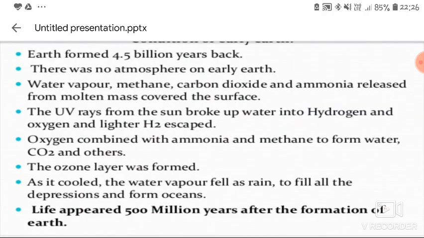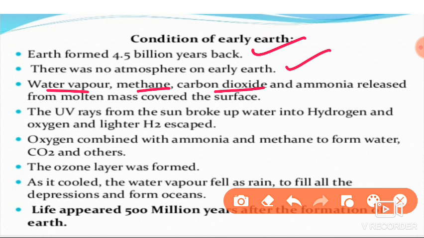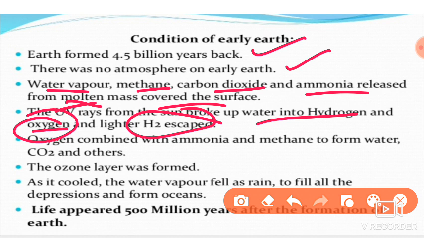And if you observe the condition of the early earth, 4.5 billion years back the earth originated. There was no atmosphere in the early earth, and it contained water vapor, methane, carbon dioxide, and ammonia, mainly released from the molten mass of the earth's surface. UV rays started to break the water vapor into hydrogen and oxygen. The lighter hydrogen escaped, and oxygen combined with ammonia and methane to form water. In the beginning water vapor was there, not water. But when oxygen was formed, water formed, carbon dioxide formed, and the ozone layer was also formed.